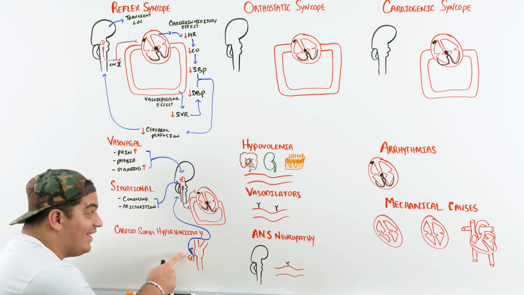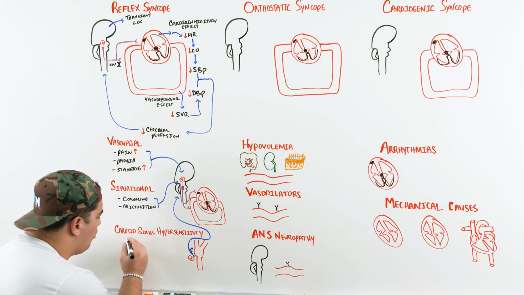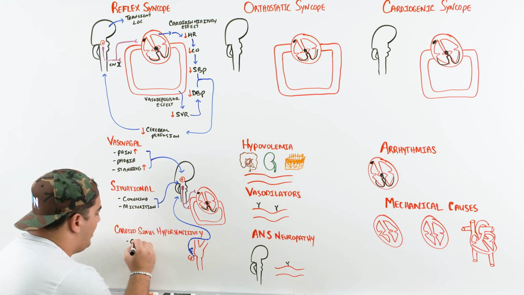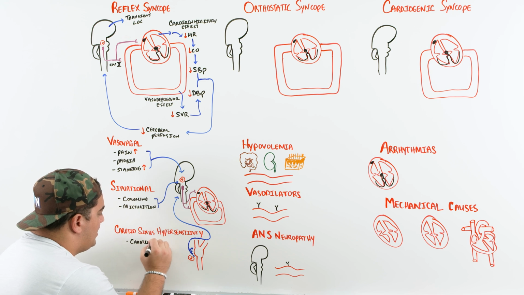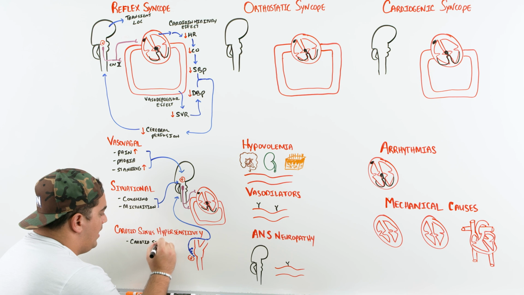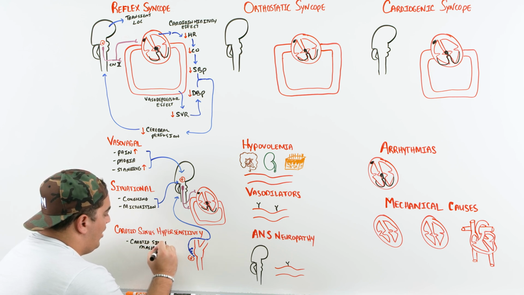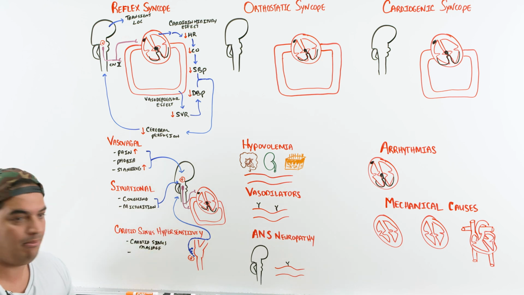That's going to compress this, send vagal outflow, and drop the heart rate, hopefully. So one of those would be a carotid sinus massage. Pretty cool. I would say try to avoid this one in true reality for SVT, but nonetheless.